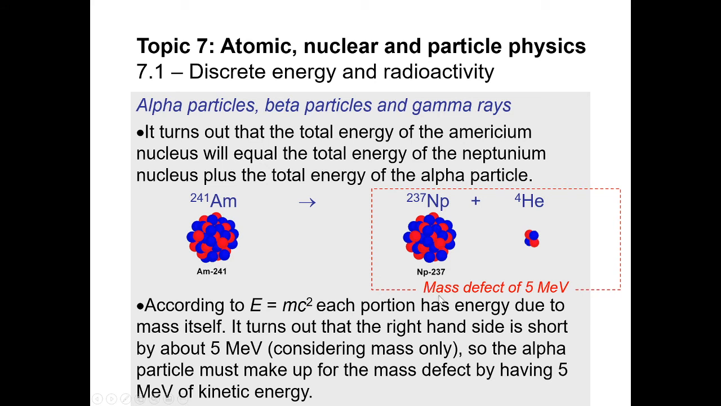Now on this slide, you're going to see something called mass defect. Okay, the fact that the right side has 5 mega electron volts more energy means that it has what's called a mass defect of 5 mega electron volts. So the fact that it has less mass on the right, that difference in mass is compensated by having more energy. So the mass and energy on the right is equal to the mass and energy on the left.